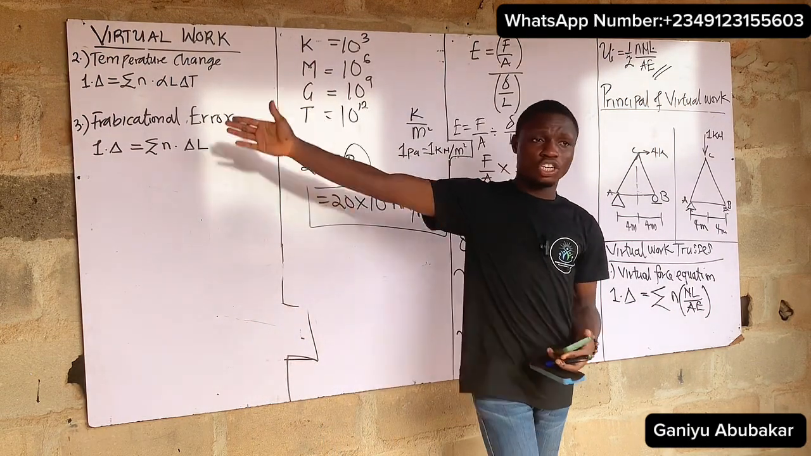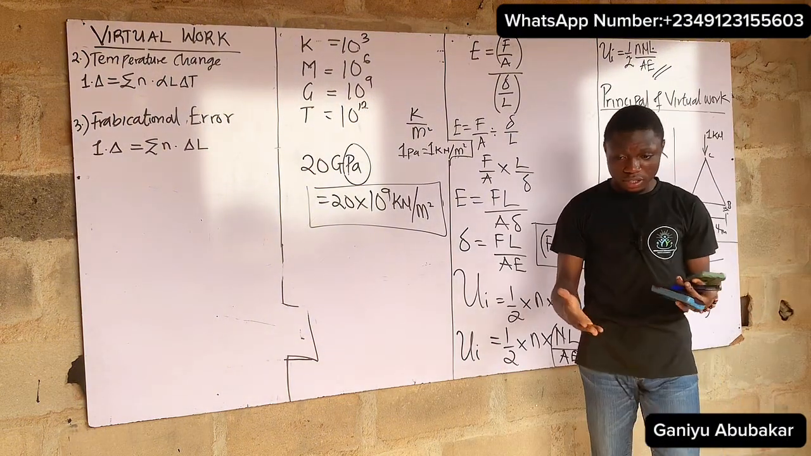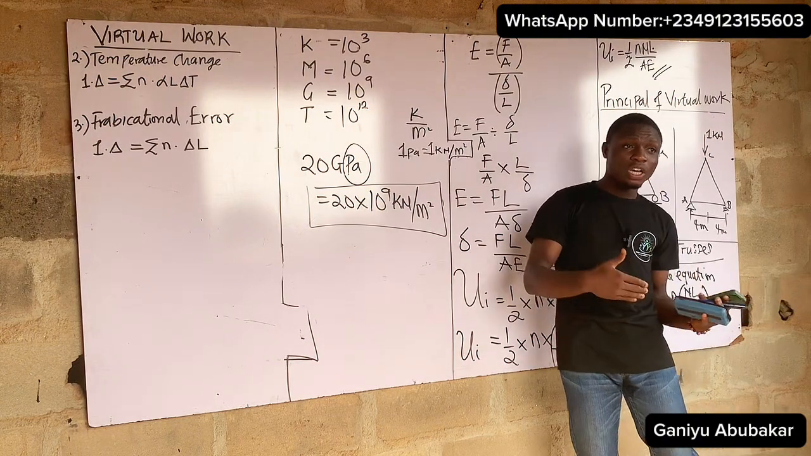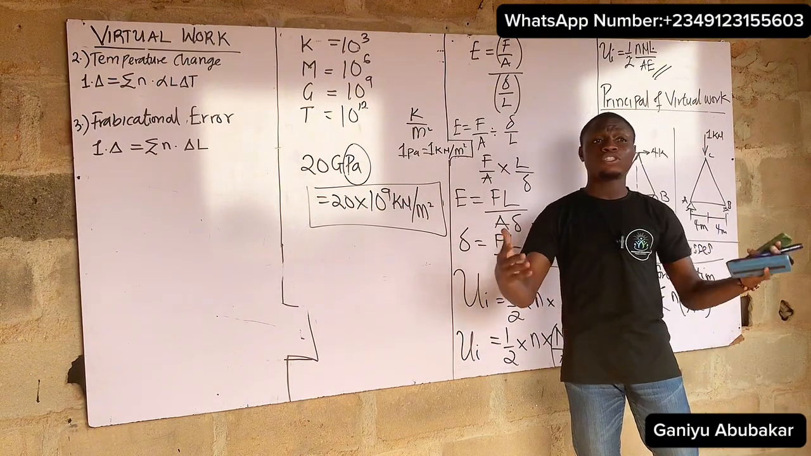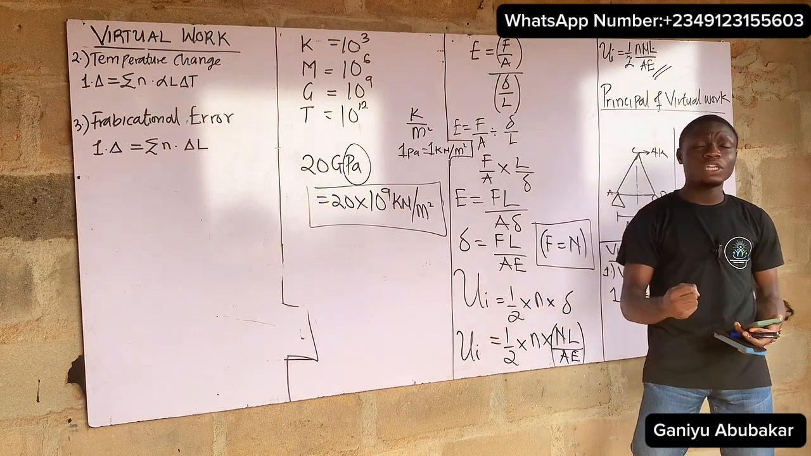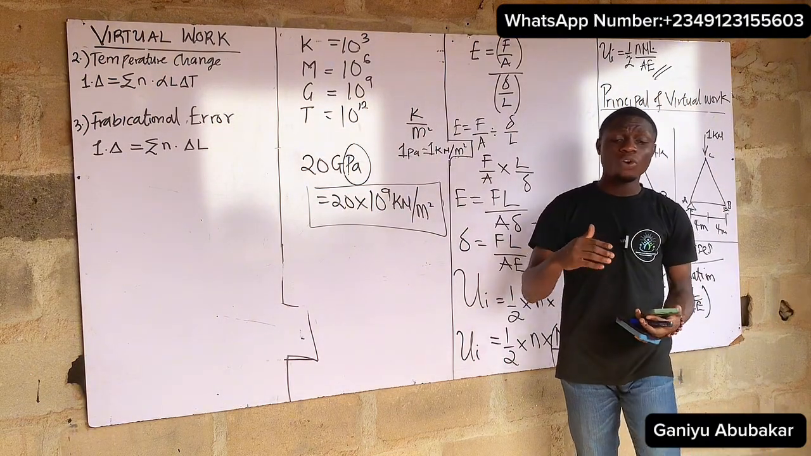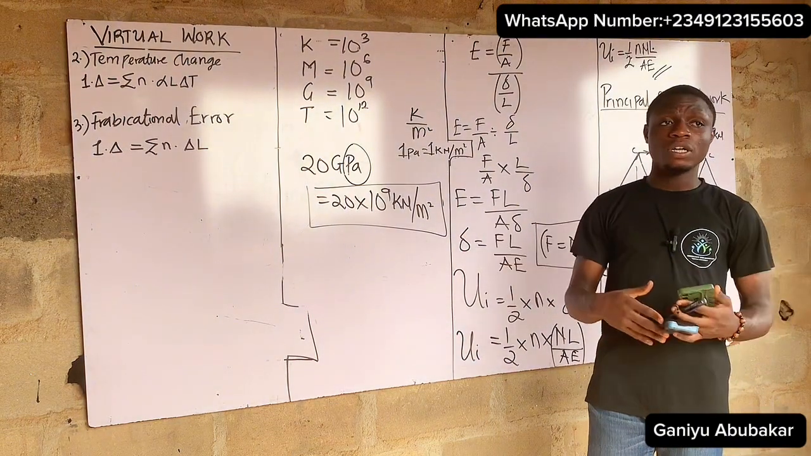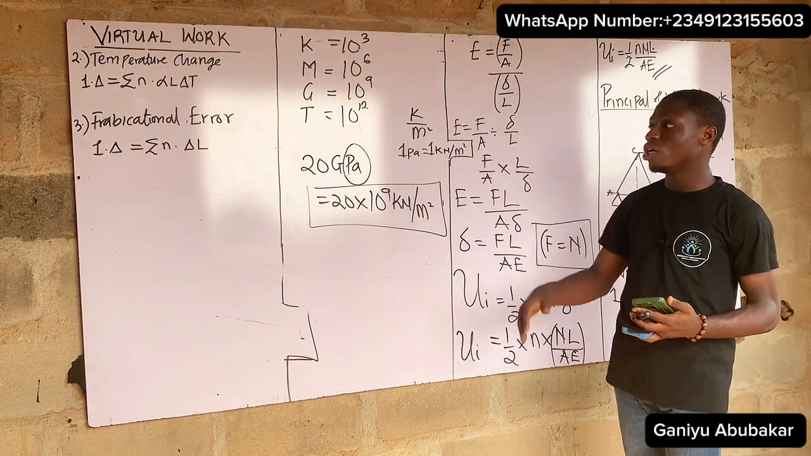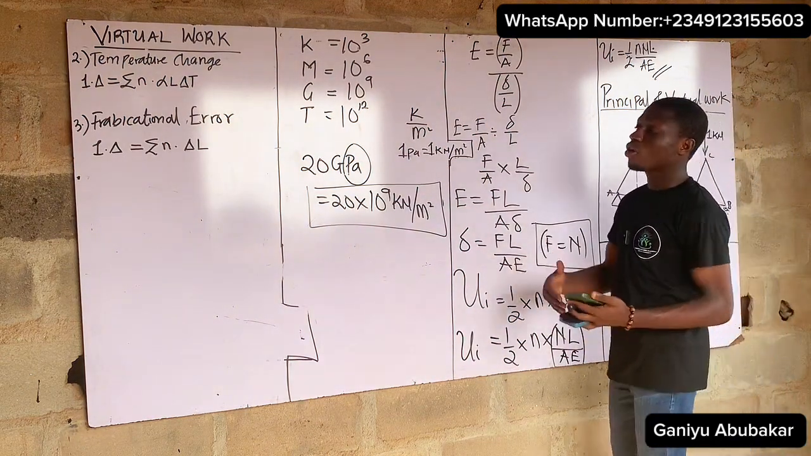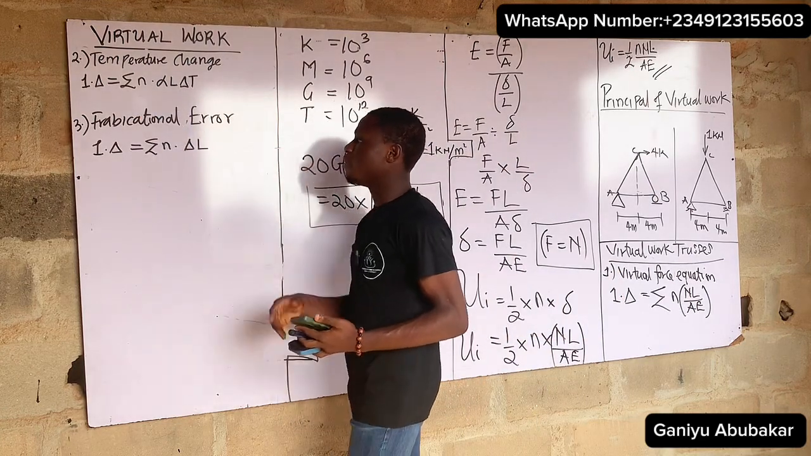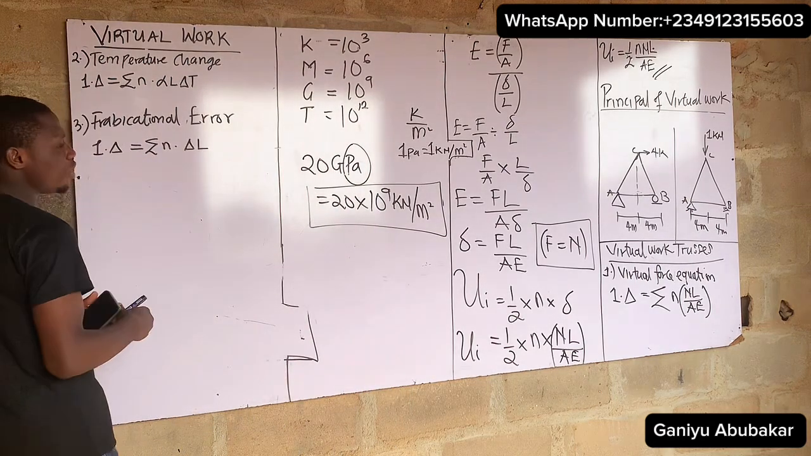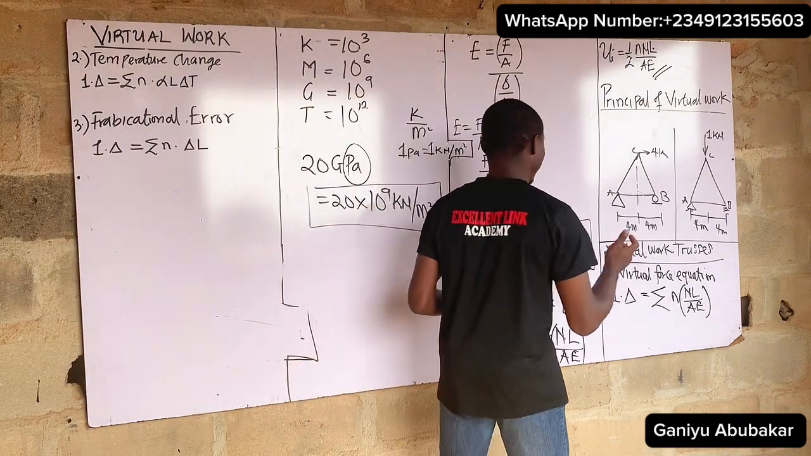When it comes to temperature change, you have a truss outside, because you can't build a truss in your room. It is an open space structure. So when it's afternoon and the sun applies its heat to the truss, it tends to expand. That's why we have the temperature change. So for virtual work trusses, we have the temperature change formula and the fabrication error. At this point, I can combine all the virtual work truss equations together.